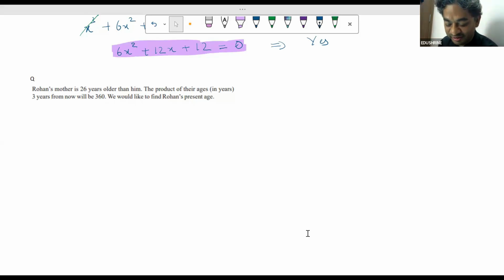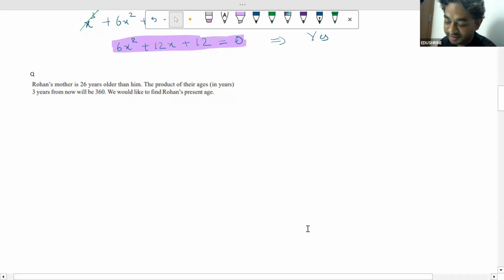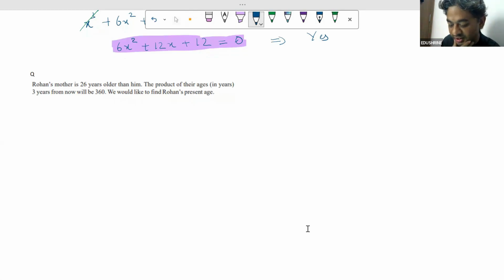Okay, guys, so what is given? Rohan's mother is 26 years older than him. The product of their ages 3 years from now will be 360. So how do I approach this problem? Simple, pretty simple problem. We would like to find Rohan's present age. I don't know Rohan's present age.